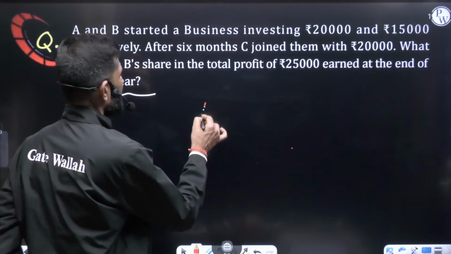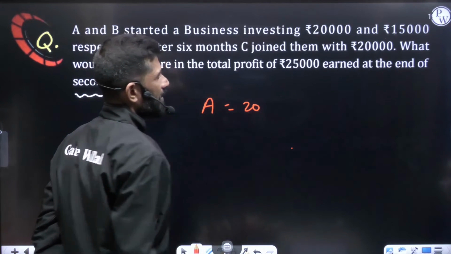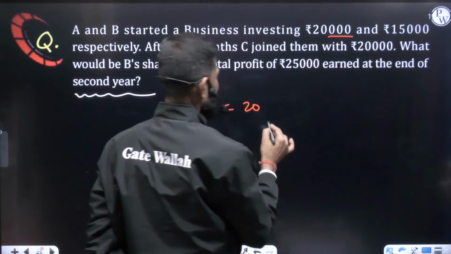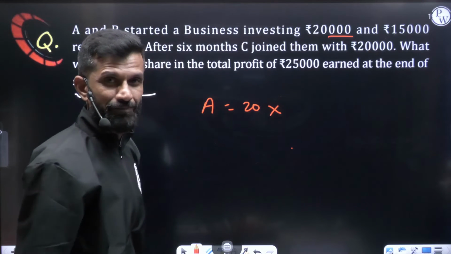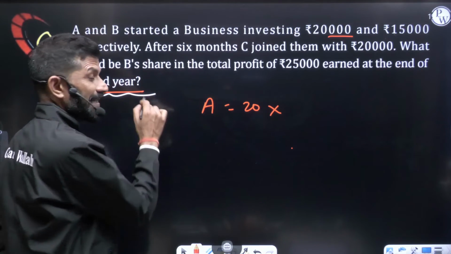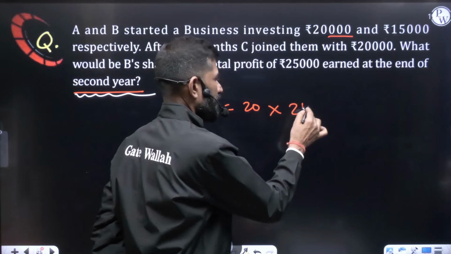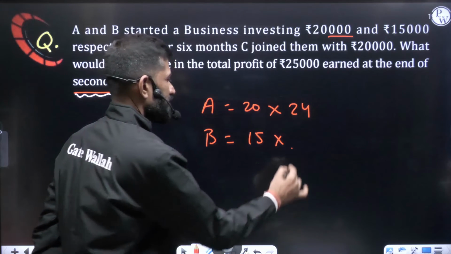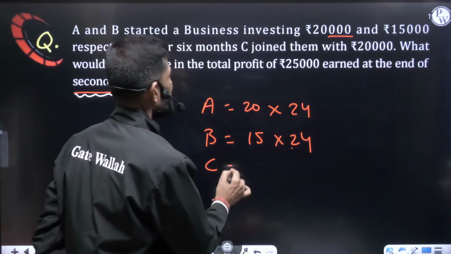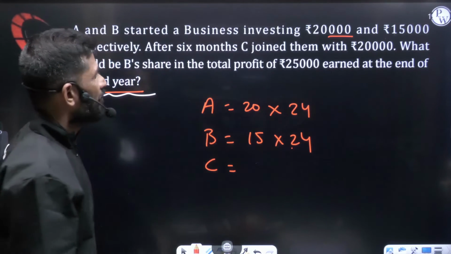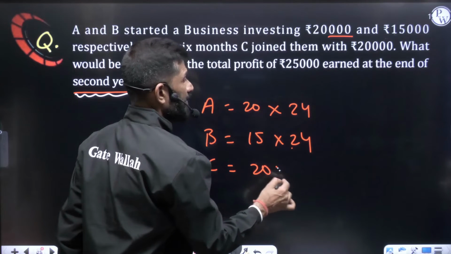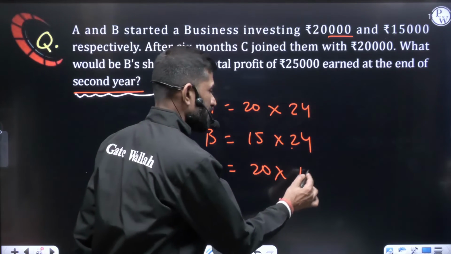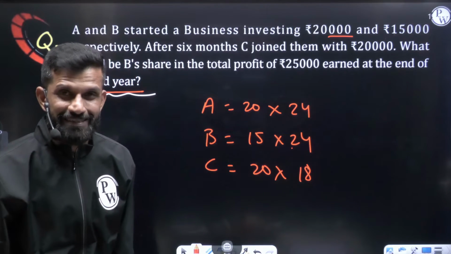Let's see the investment of A. A invested 20,000. See, I am removing the 3 zeros. A's investment 20,000 for how much time? It is coming up till second year, means 24 months. So this is for 24 months. B's investment is 15,000 for how many months? That is also 24 months. C joined after 6 months with how much money? 20,000, and for how many months? After 6 months means from 24 remove the 6. So C was continuing only for 18 months.